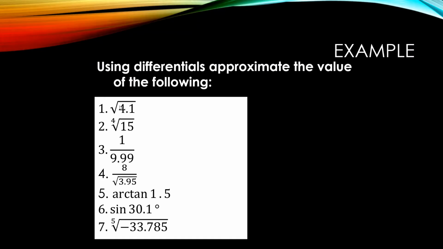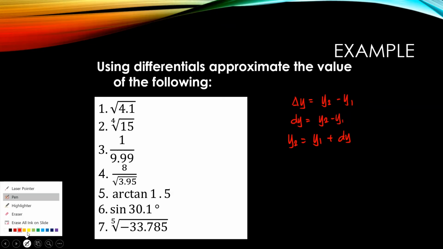You will try to approximate this, guys, as much as possible, of course, without the use of calculators. So I'll teach you how to do this using differentials. Earlier in our discussion, as I said, delta y is basically y2 minus y1, right? And then we would want to approximate this. So this is approximated to be dy, which is y2 minus y1. So y2 is actually y1 plus dy.